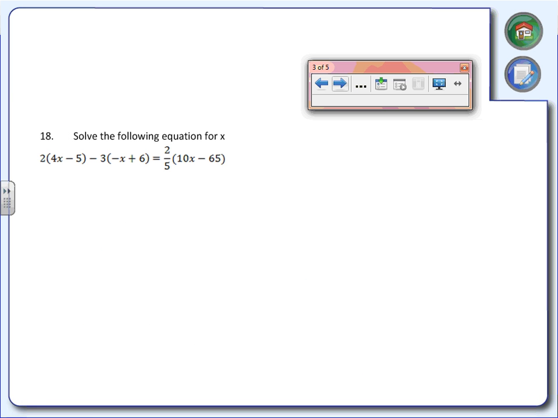All right, moving on to number 18. It's a lot like number 17. We have an equation, and we need to solve for x. Now, to me, it looks like a lot of work to do algebraically, so I think I'm going to try one of our other little methods here.